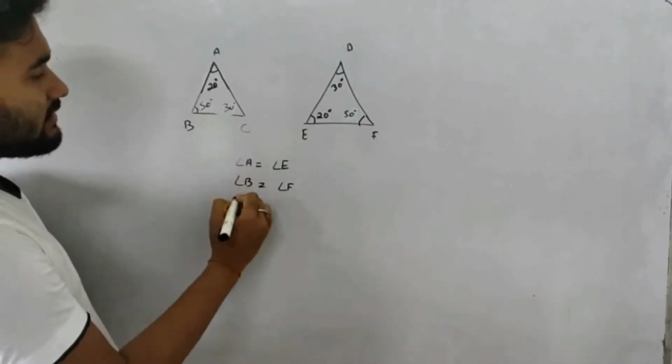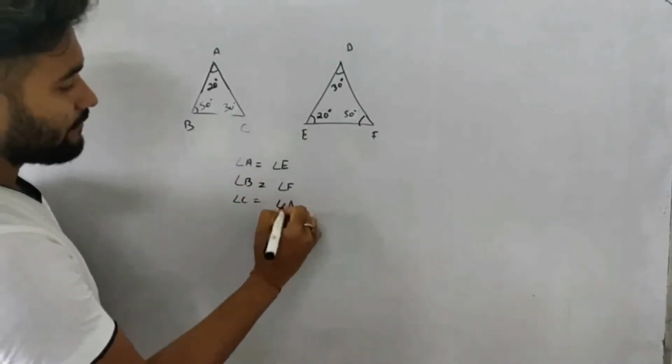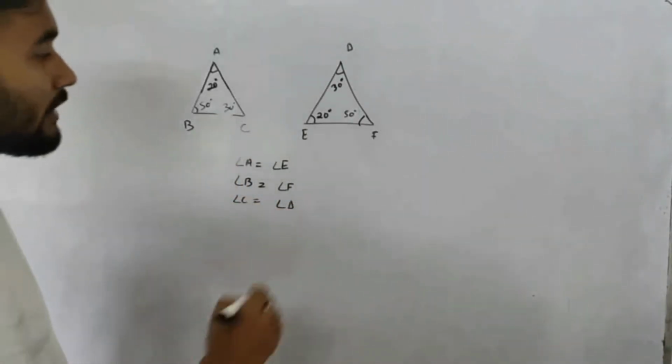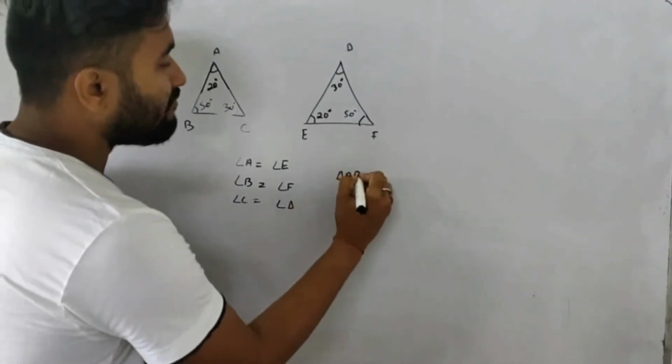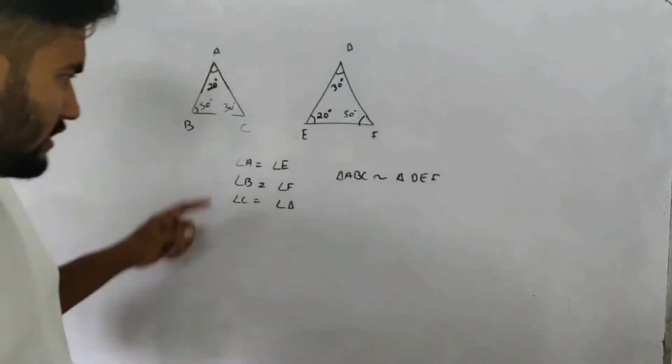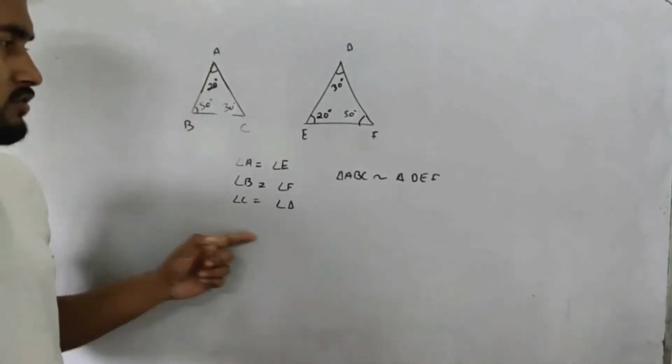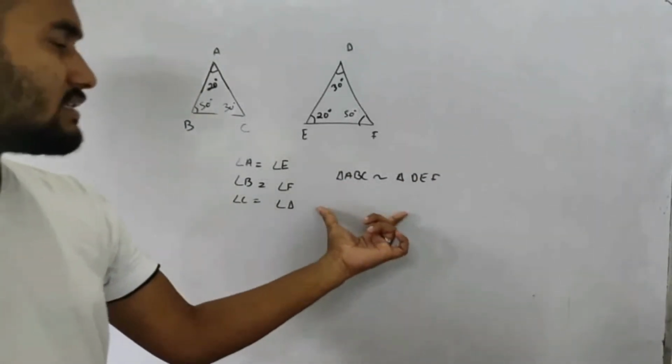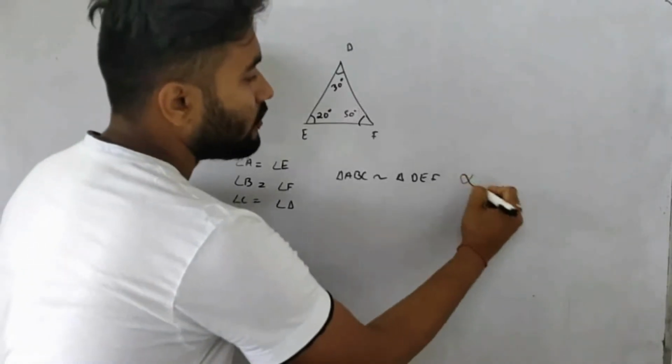Okay? And angle C is equal to what? Angle D. So now you cannot write like that, that triangle ABC is similar to triangle DEF. Now it is true, right? Angle, angle, angle. So the triangles are similar. Yes, the triangles are similar, but this way you cannot write.